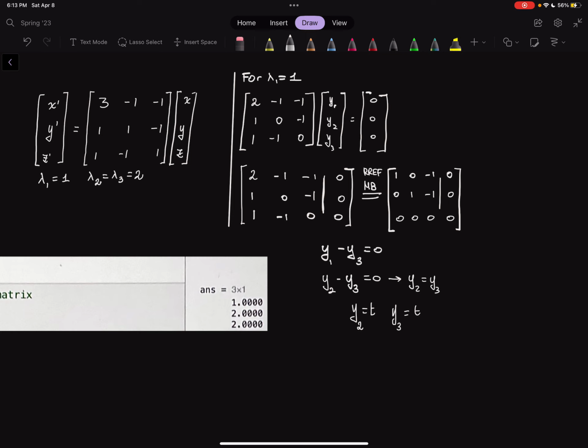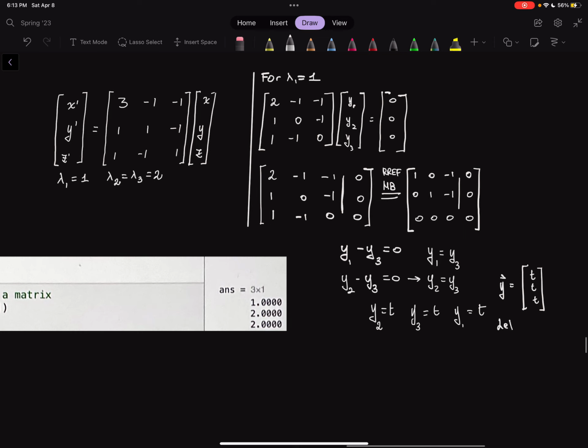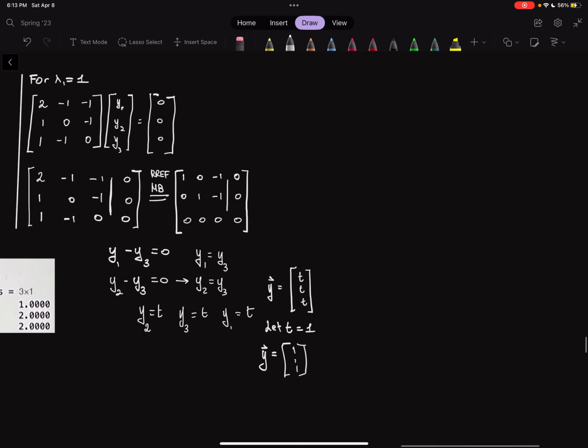And if y3 is t, then y1, which is equal to y3, is also t. So we can just say that our first vector y is equal to t, t, t. But let's just let t be 1, because we don't care about the length of the vector y, we just care about the direction. We have our first eigenvector. We can do a similar thing for the other two cases. And if you remember, we have them over here.